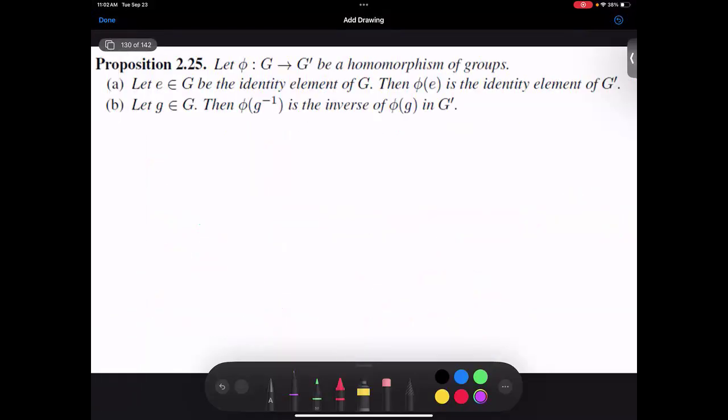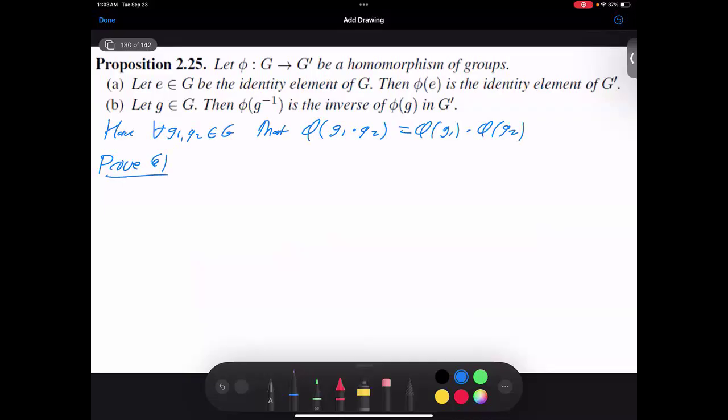And so here's a nice proposition. Let e be the identity element of G, then phi of e is the identity element of G prime. So it moves the identity to the identity. Let g be an element of G, then phi of g inverse is the inverse of phi of g. Let's try to prove these. We have, for all g1, g2 in G, that phi of g1 dotted with g2 is phi of g1 dotted with phi of g2. Let's prove A.